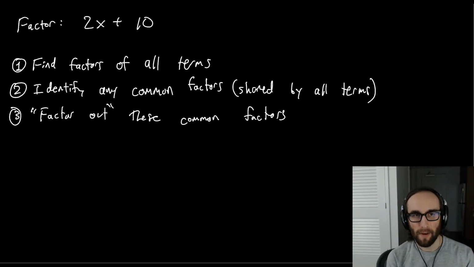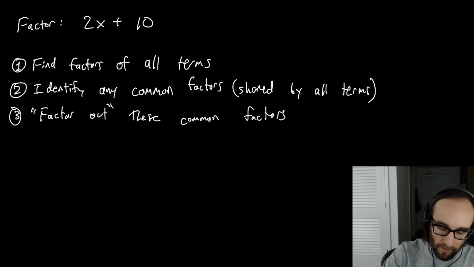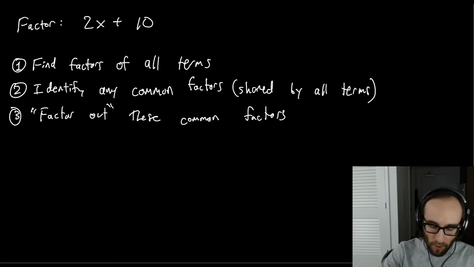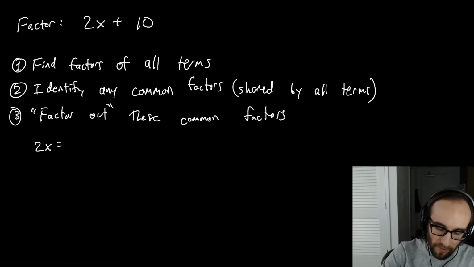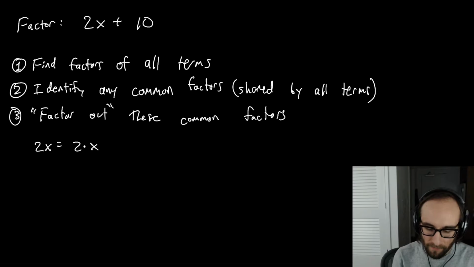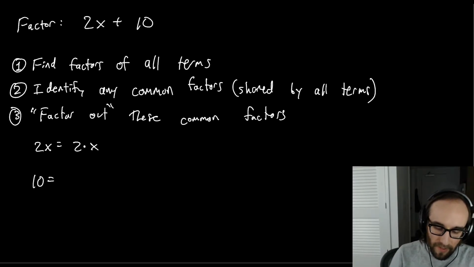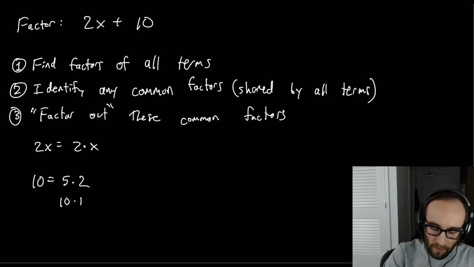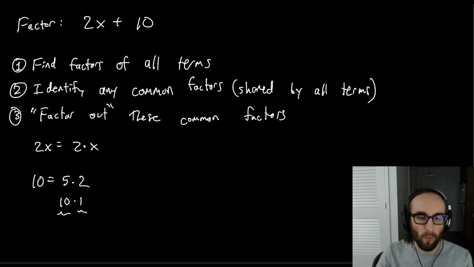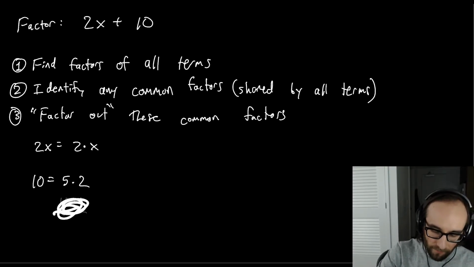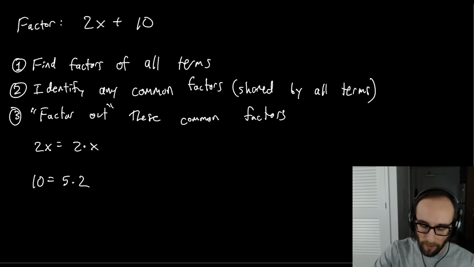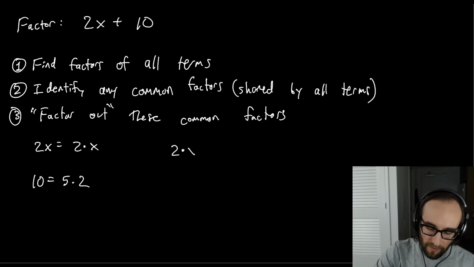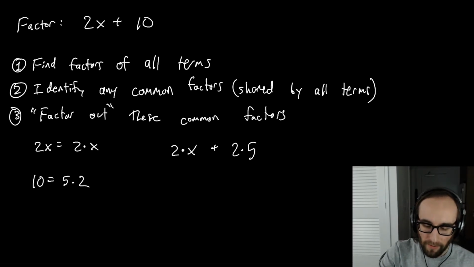Let's take a look at our example above. We have 2x plus 10. What we're going to do first is find the factors of all terms. So 2x can be written as 2 times x. 10 can be written as 5 times 2. 10 could also be written as 10 times 1. Usually we don't worry about rewriting it with the 1 though, so we're just going to do 5 times 2 for now. Okay, so we found factors of both. What we can do is rewrite these terms actually as these factors.